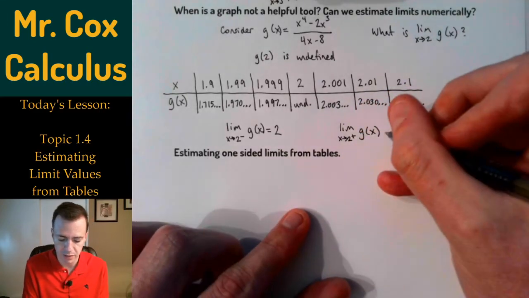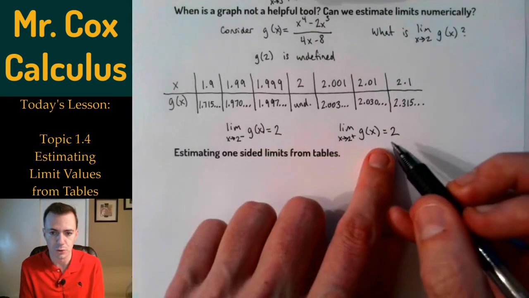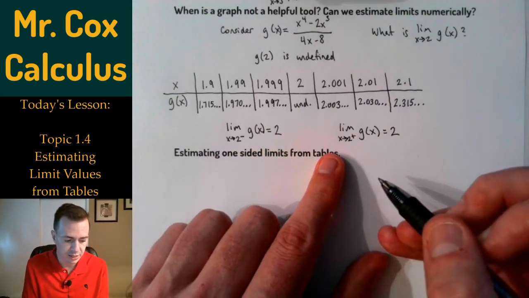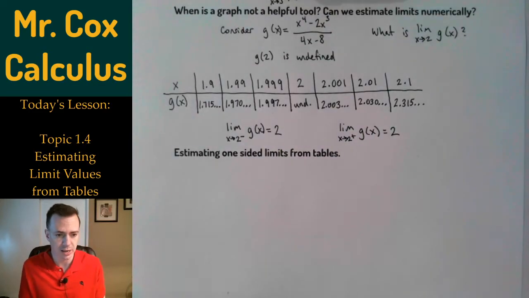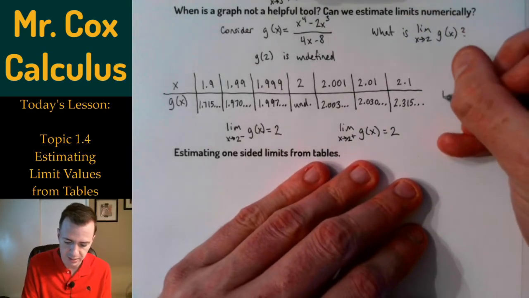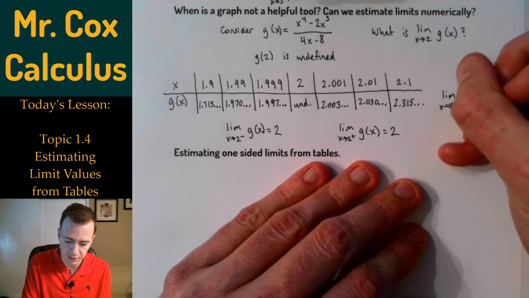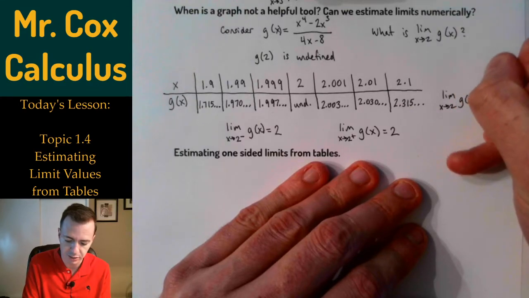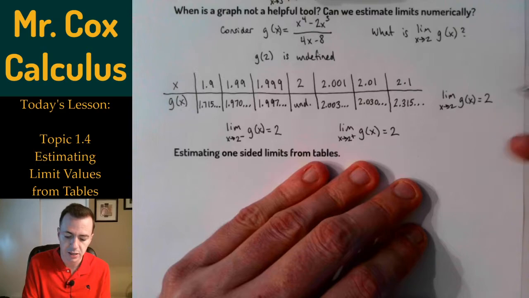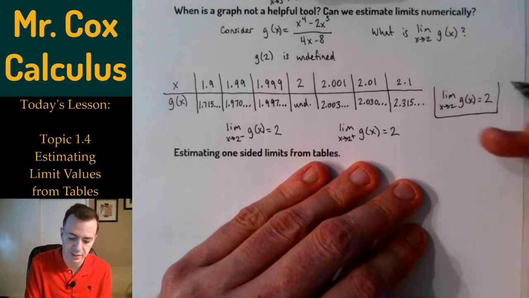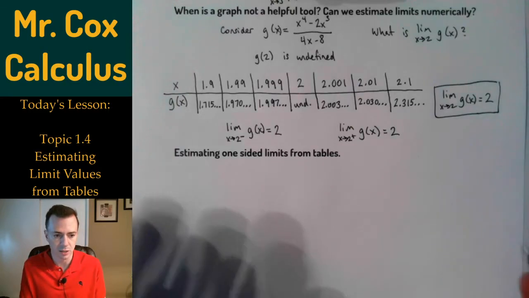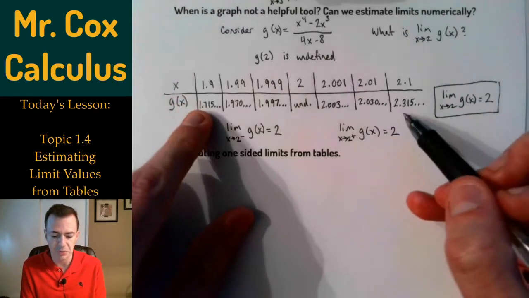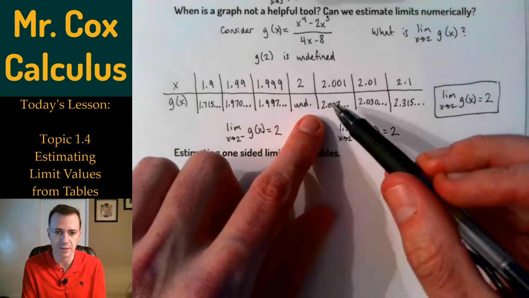So from the left, my function is approaching 2, and from the right, my function is approaching 2. And because the one-sided limits match, just like in the previous lesson, I can say the limit as x approaches 2 of g of x is in fact equal to 2. And that's the answer I'm looking for for that particular limit. So I didn't need a graph. In fact, it was easier for me just to get values out of a table.